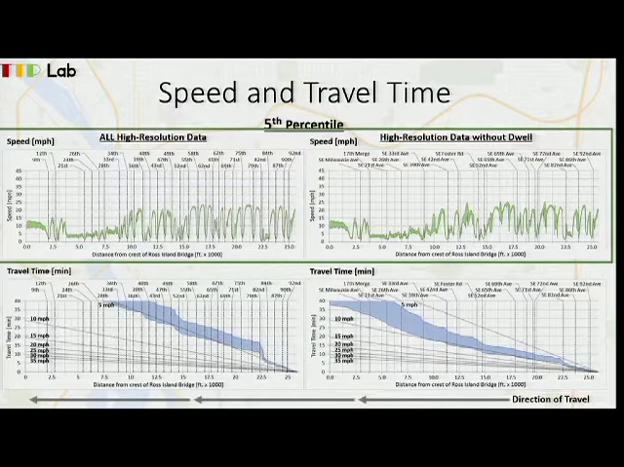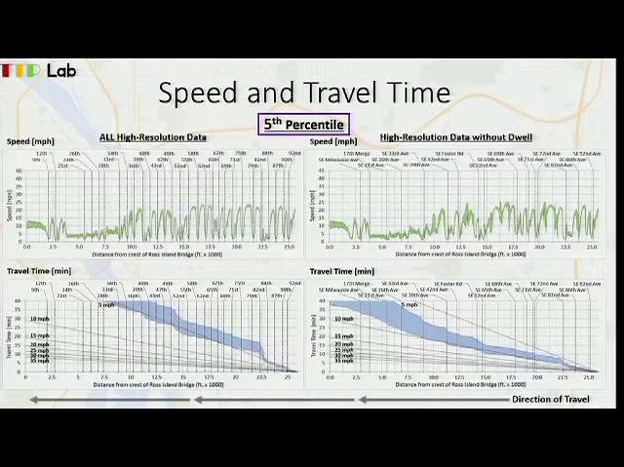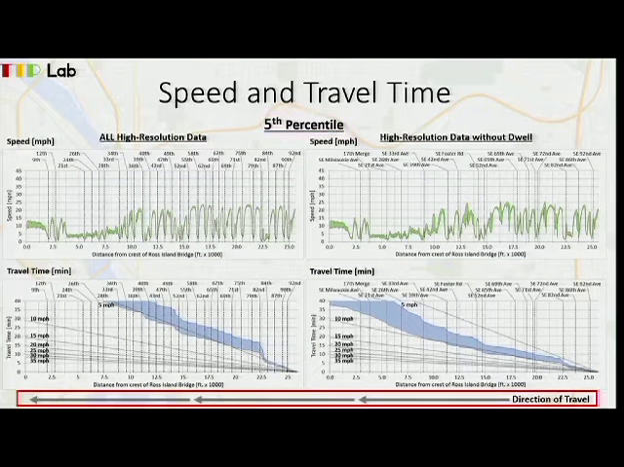Up top, you're looking at speed, and on the bottom, travel time. The width of the lines is your 95th percentile confidence interval that the speed is within that. The percentile is labeled, as is the direction of travel, in this case westbound, so traveling from 205 to the crest of the Ross Island Bridge.